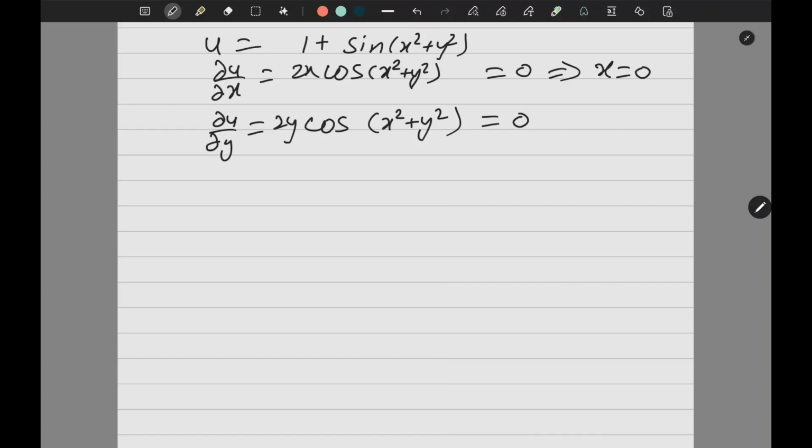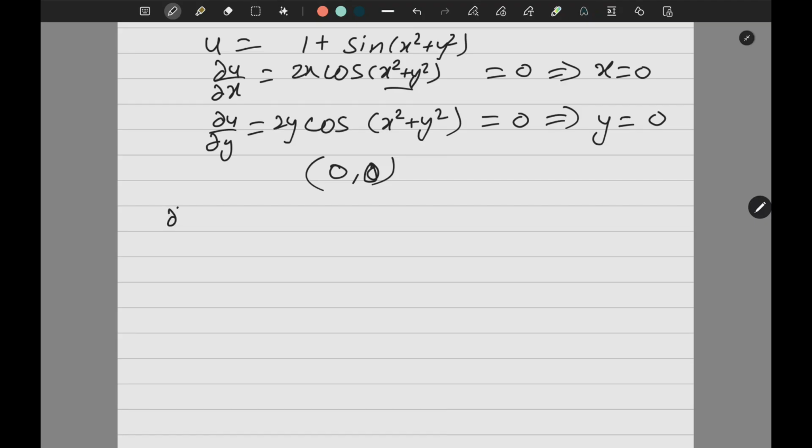Or you can get here cos theta is equal to 0, meaning theta is equal to pi by 2 and so on, but it will complicate things because theta is x square plus y square. So I will not bother with that. And here y is equal to 0. Correct. Now I got the point (0, 0) as my extreme point. Since only one point is there, no need to make the table, I can do it for just one point.